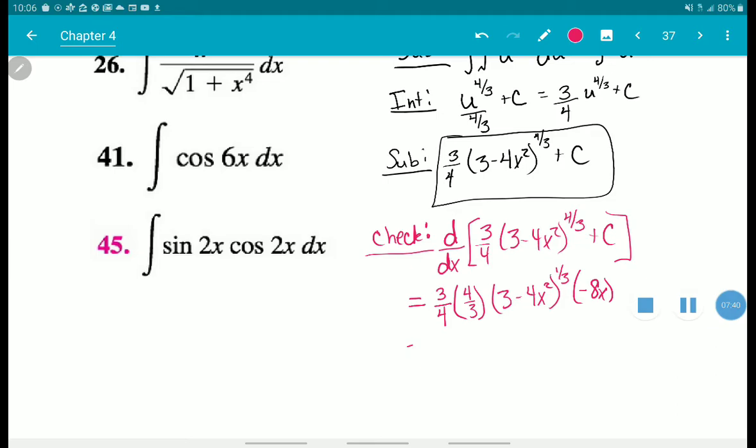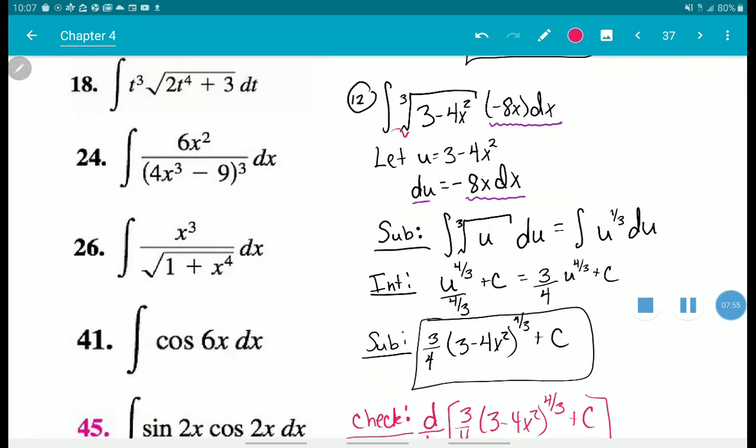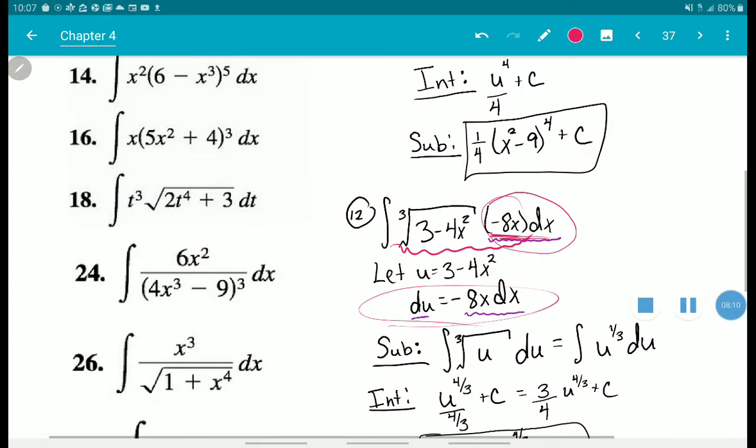So if we simplify this, we're going to get 3 minus 4x squared to the 1/3 times the negative 8x. So you can see that's the same thing we started with if we scoot back up in here. So like we said before, that negative 8, that du, all of this gets absorbed into that du, and that's always going to happen.